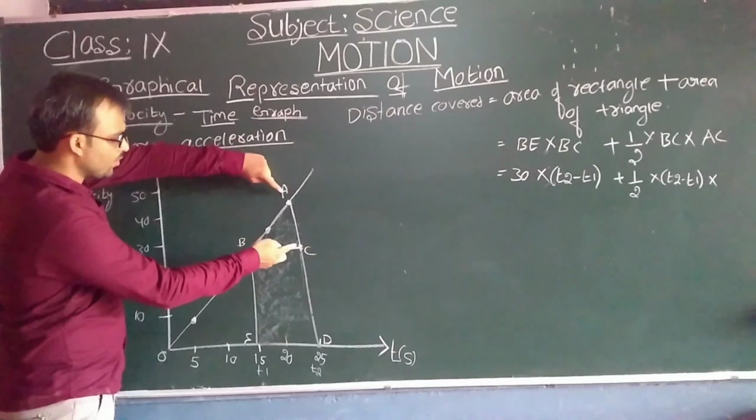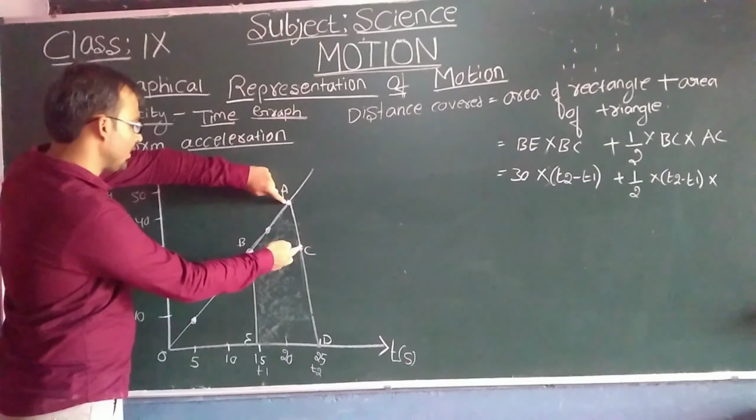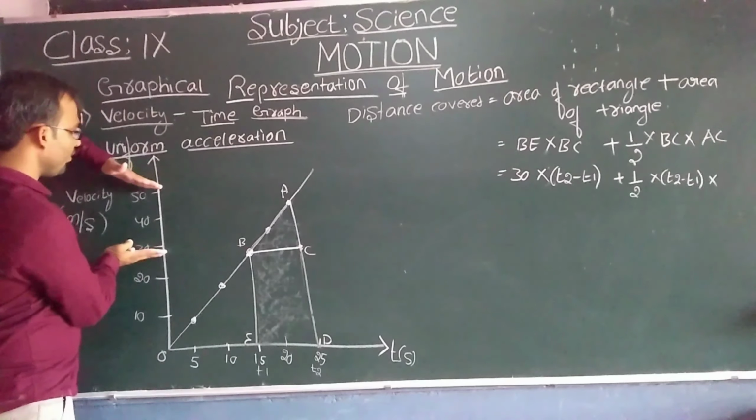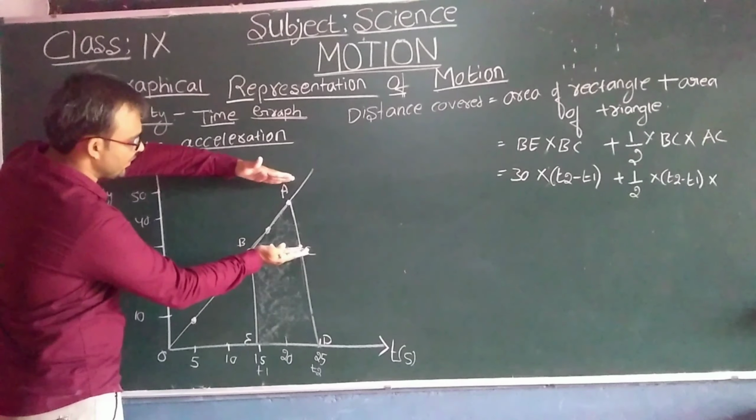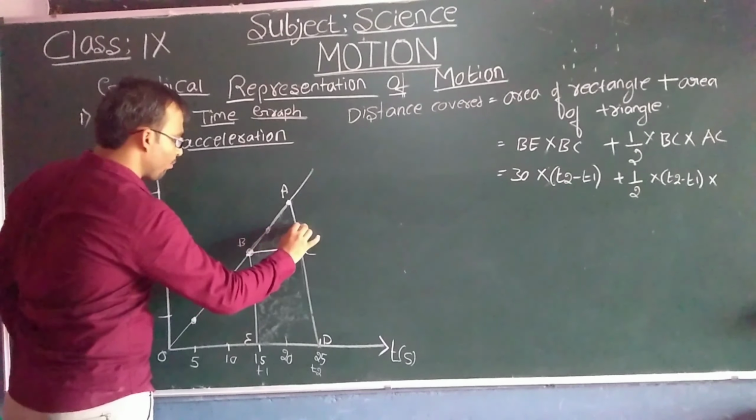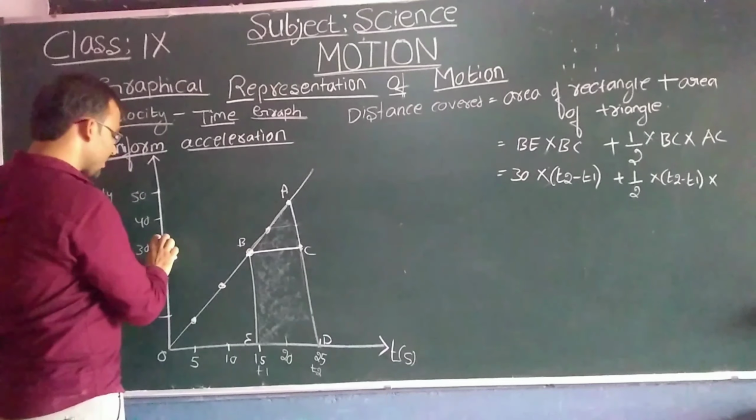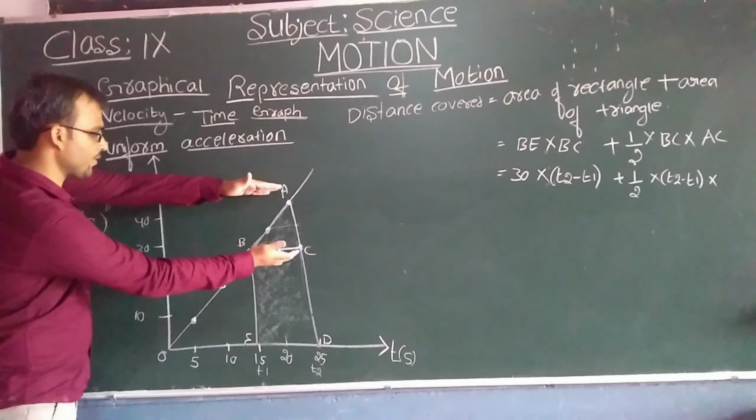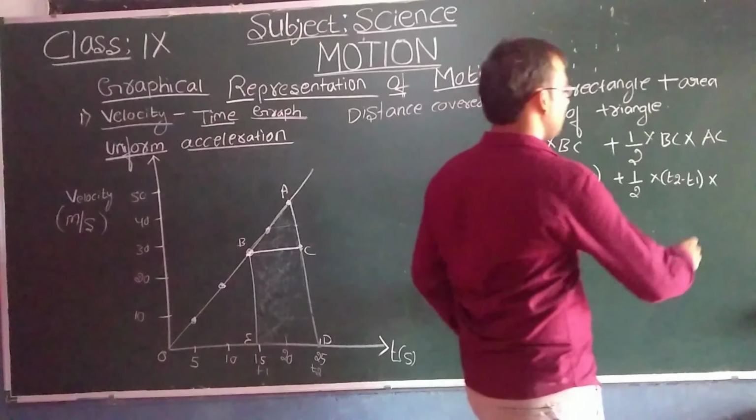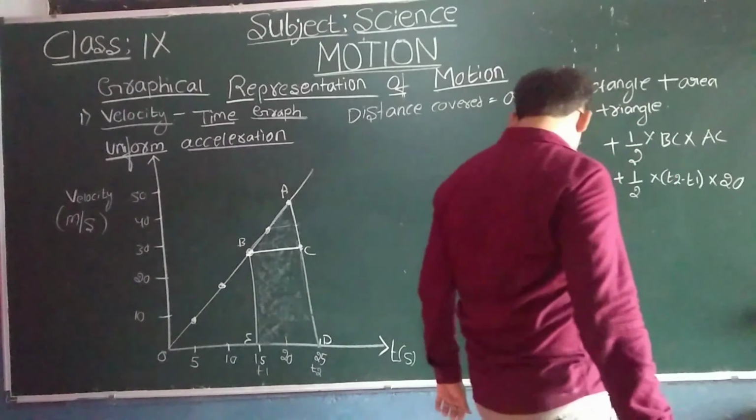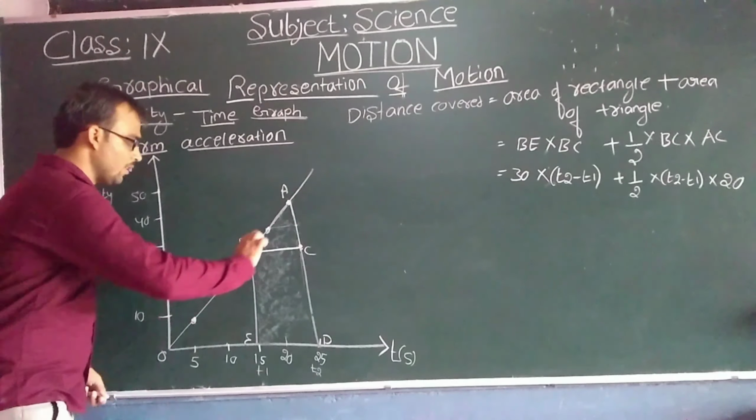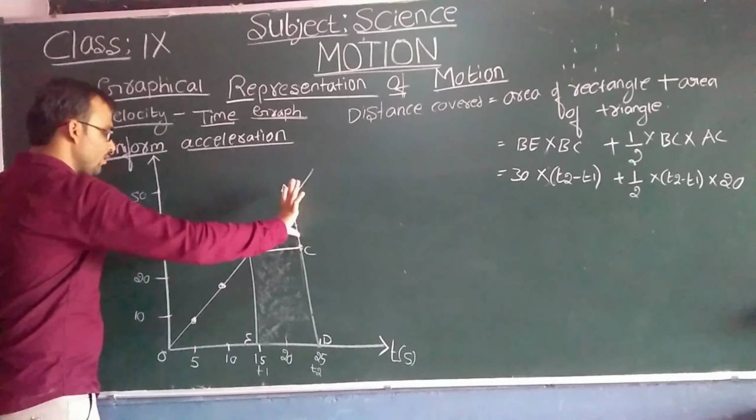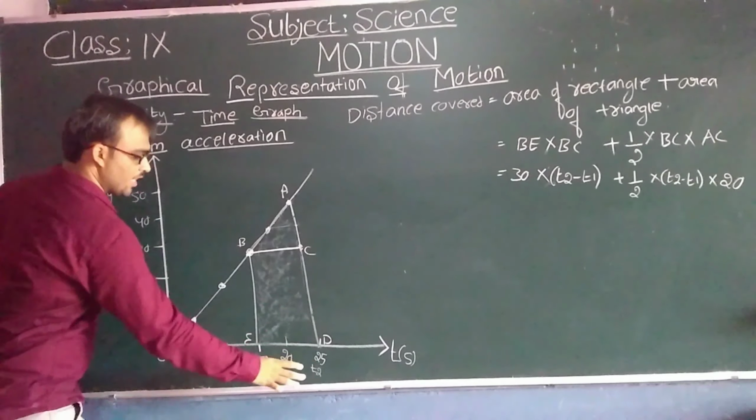Look at here students. This part. AC represents what? From 30 to 50. Look, your middle point is there, no? So each point corresponds to 10. So 10 plus 10, 20. So here AC represents 20. AC represents 20. BC represents the time interval.